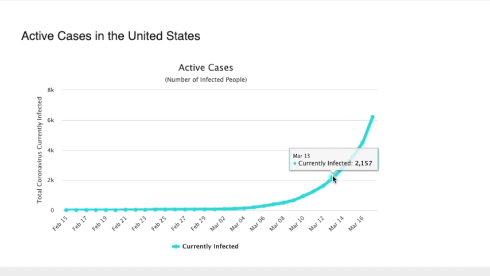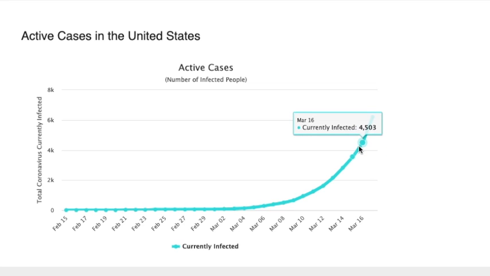Let's try another point. This one is 2,157. We say about 2,000 cases there on March 13th. So going ahead 2.5 days should be about 4,000 cases. 1, 2, and then a half. And that's what we find again. Here's 3,500, here's 4,500. So that point in the middle will be 4,000 cases. So no matter what points you pick on the graph, you find this very, very steady and predictable rate of doubling every 2.5 days. So if we project that now into the future, what numbers do we come up with?